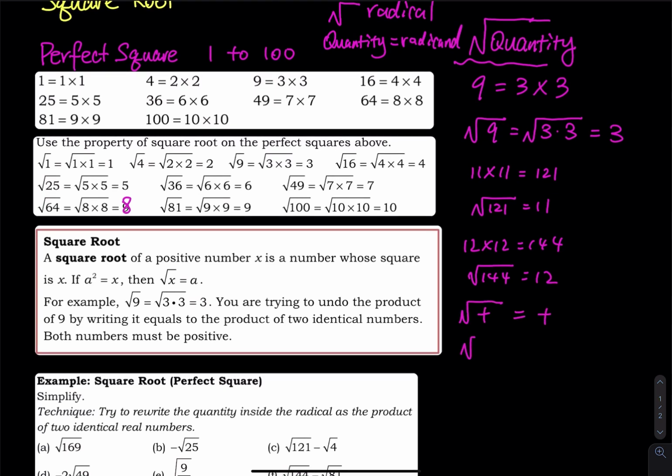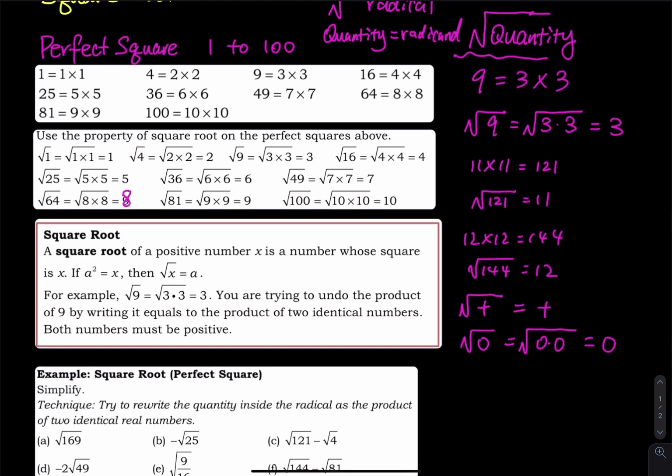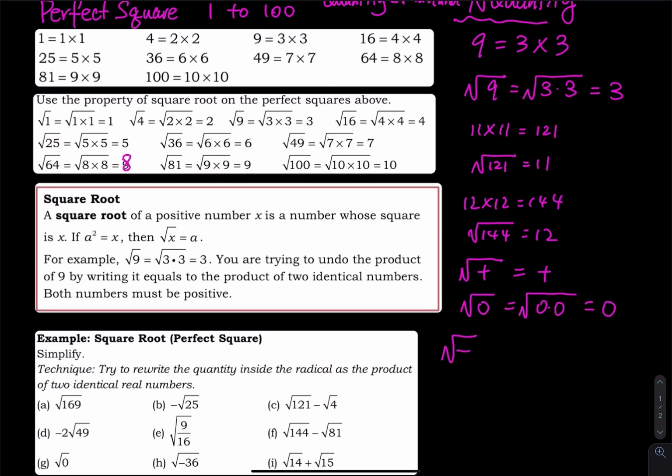The square root of 0 is equal to what? 0 is the same thing as 0 times 0, right? So 0 is actually a perfect square that is equal to 0. But the square root of a negative is undefined. So it's undefined because, let's say I have the square root of negative 9. I am not able to write negative 9 as two identical values. Can you have two identical numbers multiplied together to get negative 9? The answer is that is impossible.